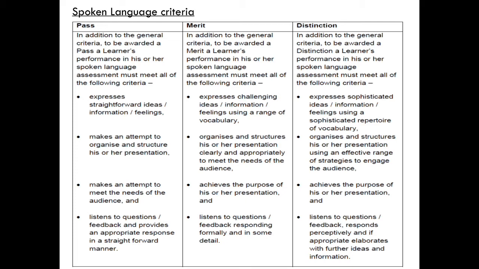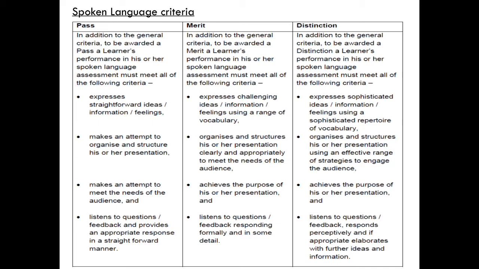So the first bullet point expresses straightforward ideas, information, or feelings. So this is about speaking clearly, speaking confidently, but you're just expressing a clear point, and it doesn't allow it to be developed enough to be challenging. So for example, topics are very important, the topics that you choose, because that can limit you within an award and not give you that opportunity to stretch and challenge yourself. So please be careful the topics you choose.